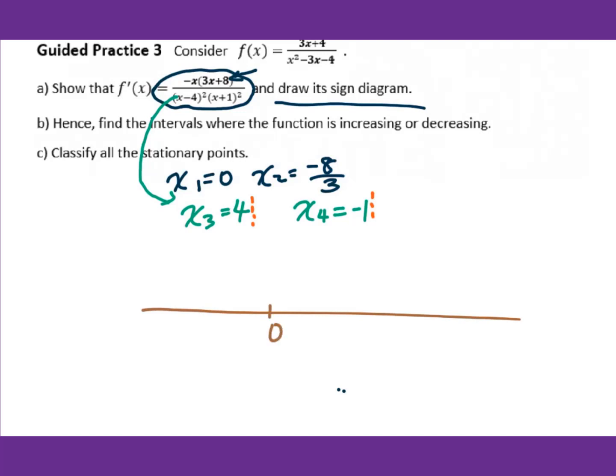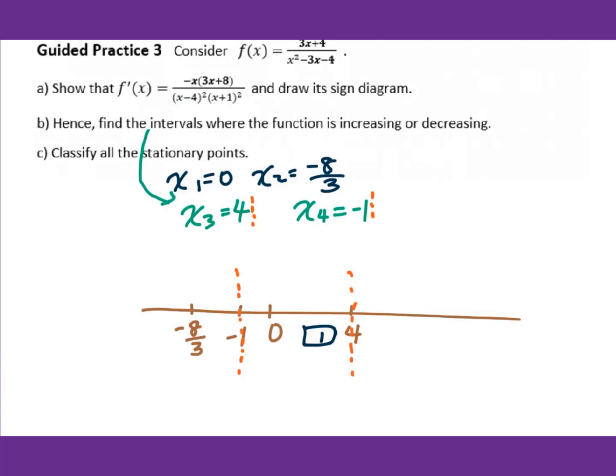You have 0, negative 8 over 3, negative 1, and here's 4. For negative 1, that's a vertical asymptote line. 4 is a vertical asymptote line. Choose a number, plug in. Let me choose 1. I plug 1 into this function. That's negative, positive. Denominator is positive because you square. Since I only have one negative, this will be negative.